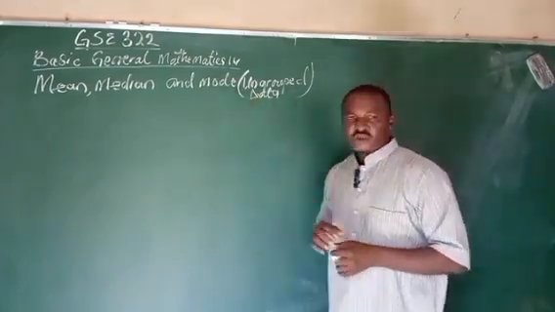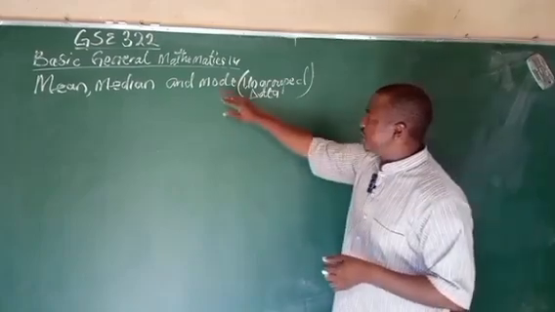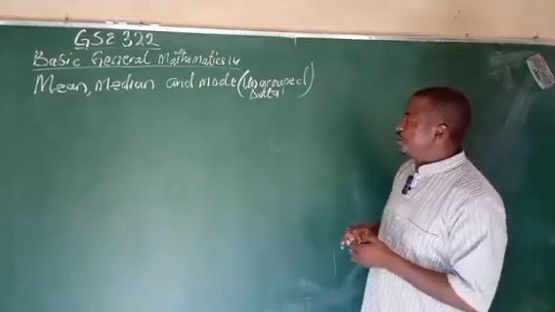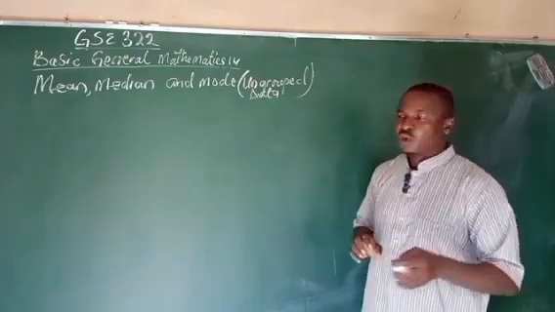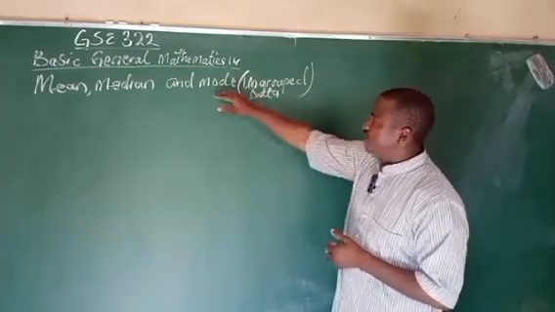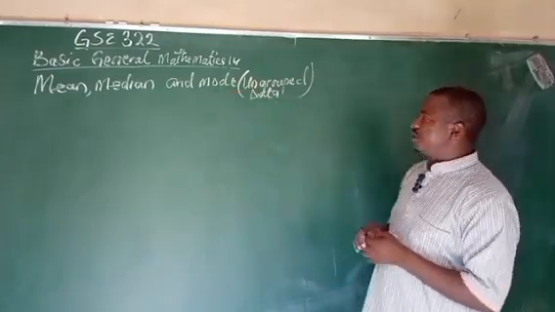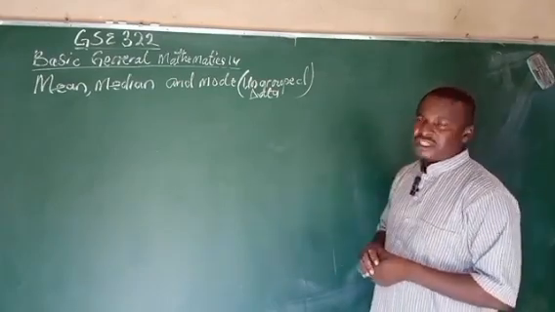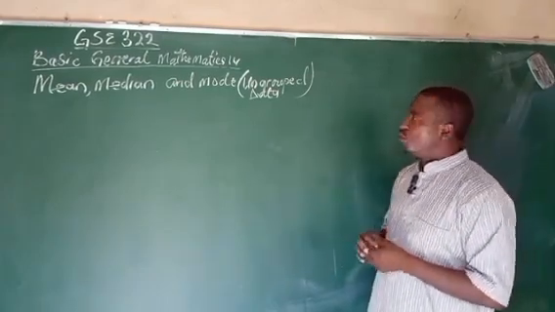In the case where we have one mode, we call it unimodal data. When we have two modes, we call it bimodal data. When we have three modes, we call it trimodal data. And for data that has above three modes, we call it multimodal data.